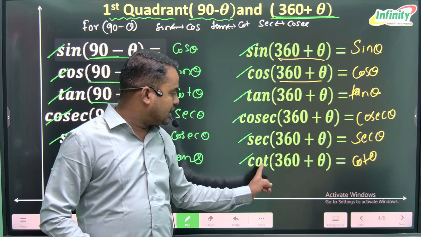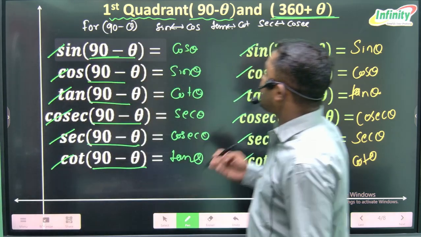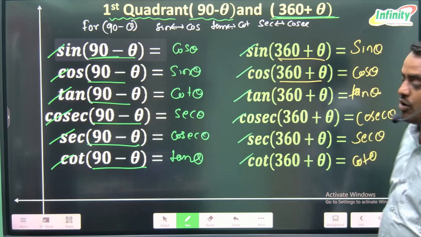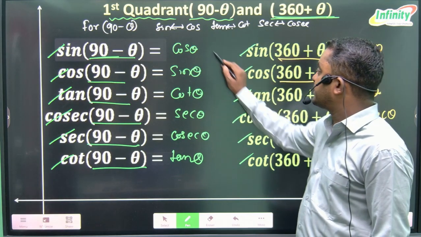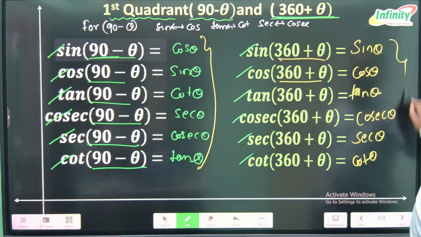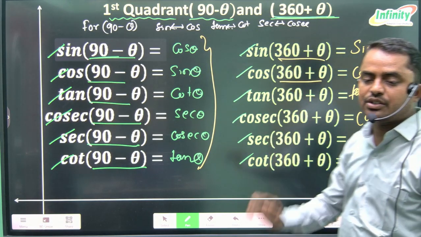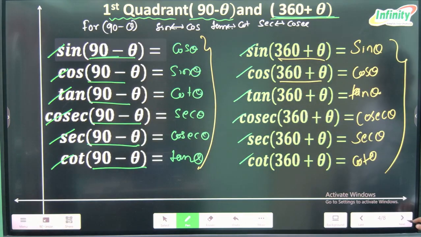Sec theta. Cot will be what? Cot theta for 360 plus theta. So this is the first quadrant formulas. Now moving to the second quadrant. Here we have totally 12 formulas: 6 for 90 minus theta, and 6 for 360 plus theta. 6 plus 6 is 12 formulas for allied angles in the first quadrant.